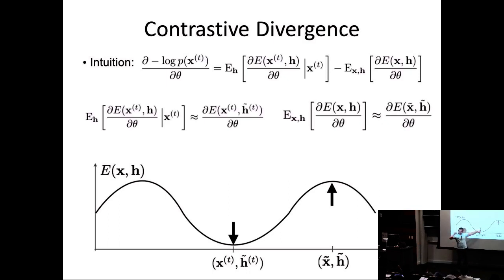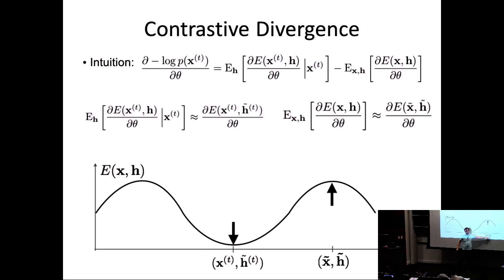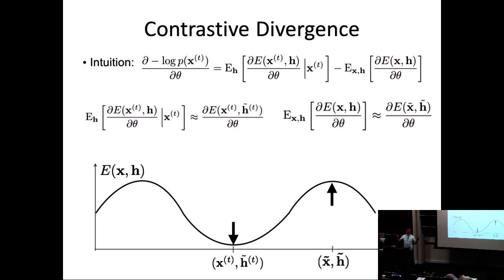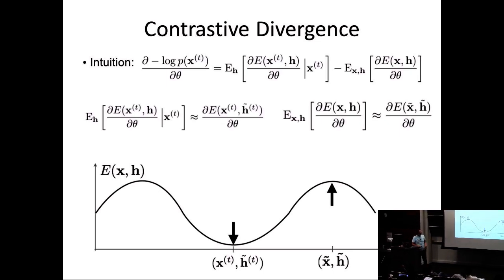And as I sample my model, I instantiate hidden states, visible states, hidden states, visible state. This essentially corresponds to a Gibbs sample, a simple Markov chain. I'm going to get to some state x tilde, h tilde. And what I'd like to do is raise the energy of this state, which basically corresponds to lowering the probability. And that's exactly what this equation is doing for you.